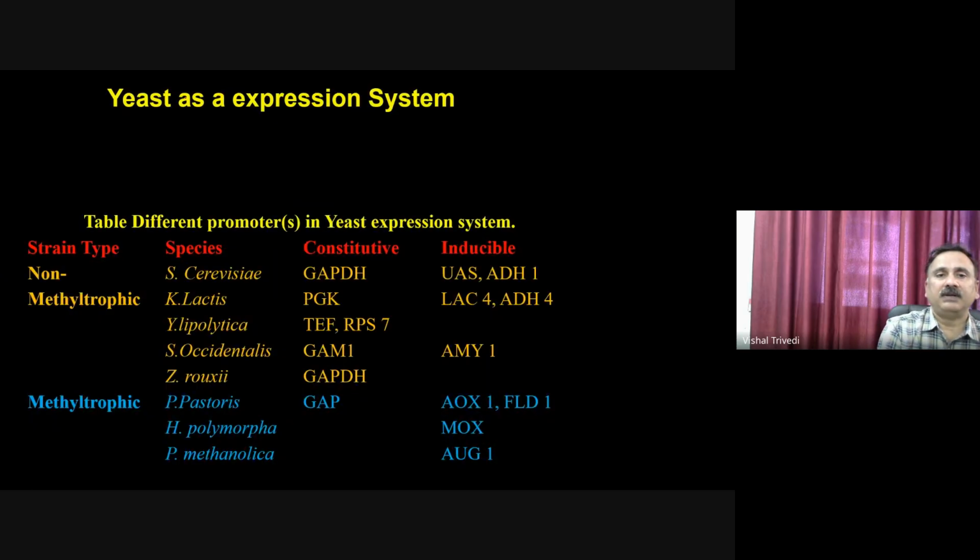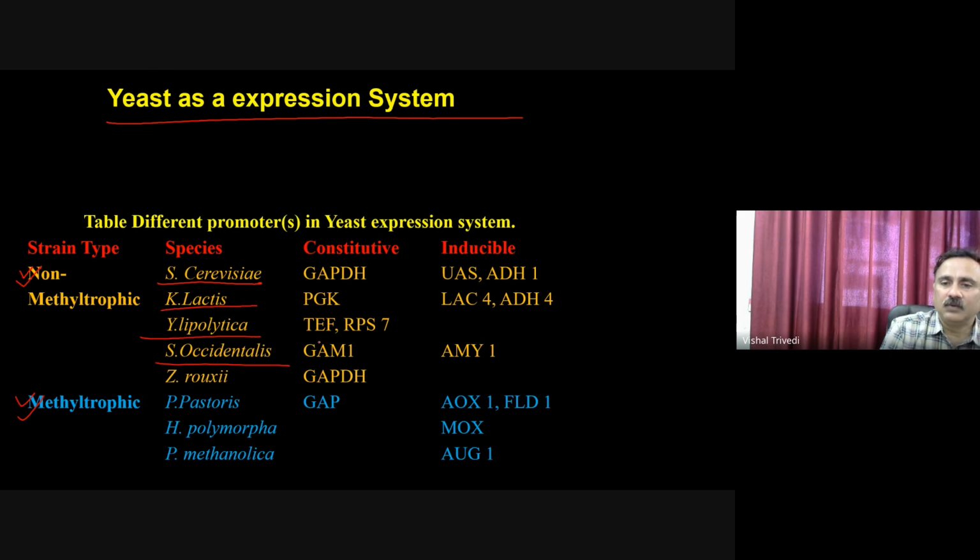Now, if you see the yeast as the expression system, you have the non-methylotropic strains and the methylotropic strains. In the non-methylotropic strains, you have S. cerevisiae, K. lactis, and so on. Here people have also developed the constitutive versus the inducible systems, and they use different types of promoters. But ideally, the methylotropic strains such as Pichia pastoris and Pichia methanolica use the inducible systems such as AOX1 and MOX promoters for protein production.